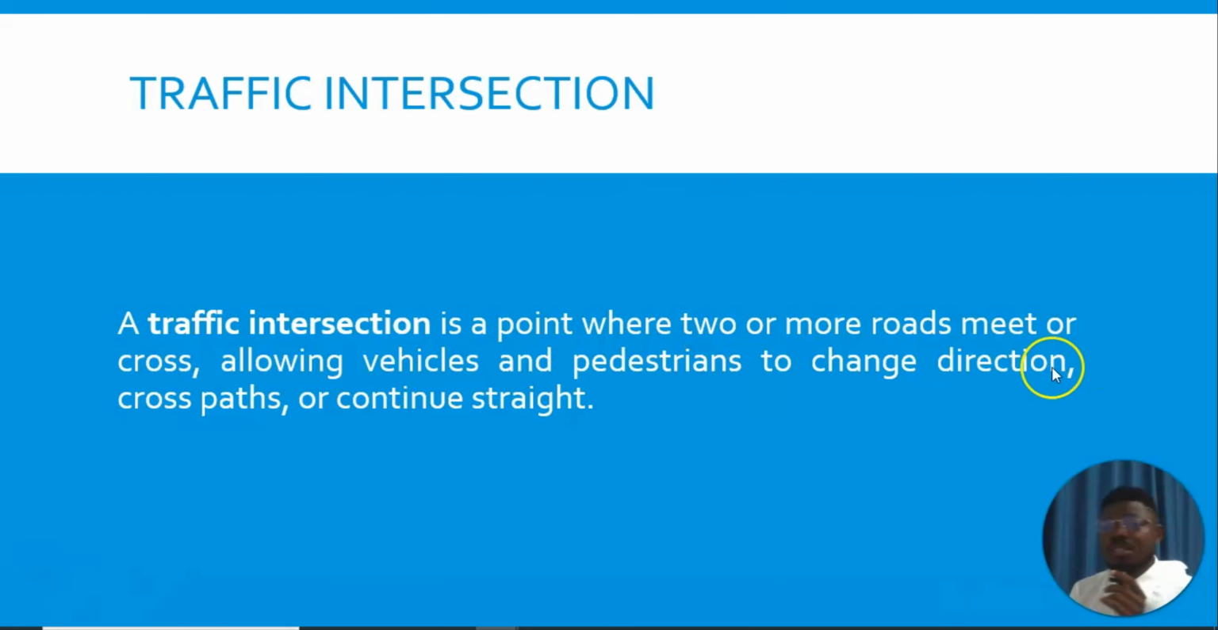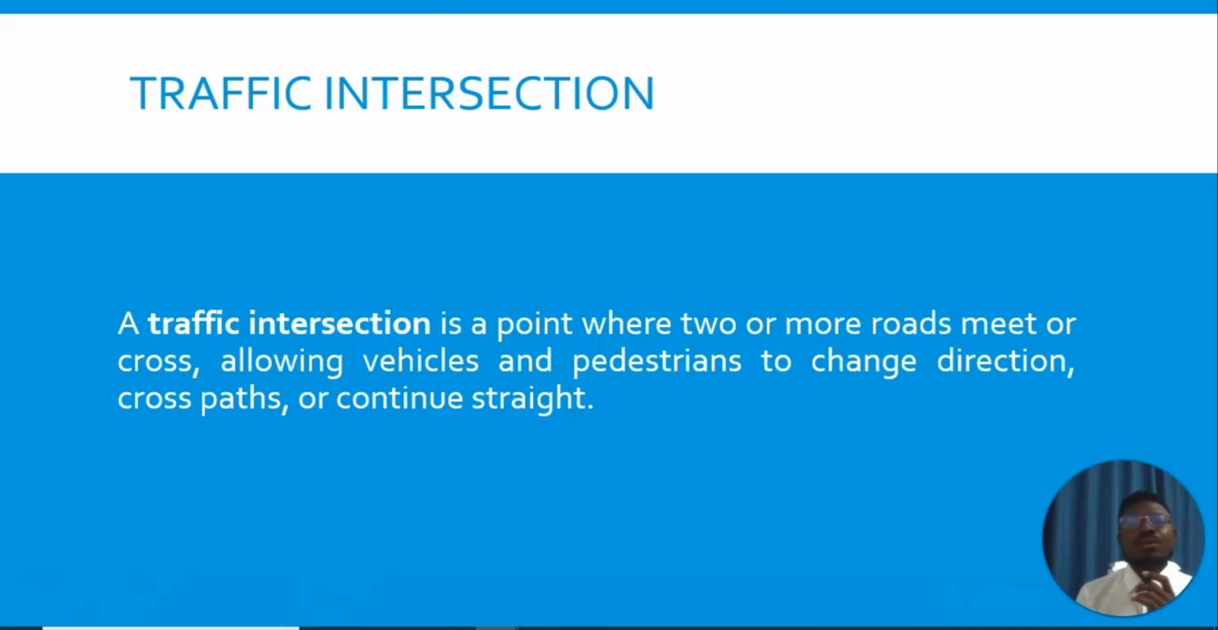So I think I've been able to explain what traffic intersection is all about. It's just that point where roads meet. Where vehicles meet and change directions on the road is what we call a traffic intersection.